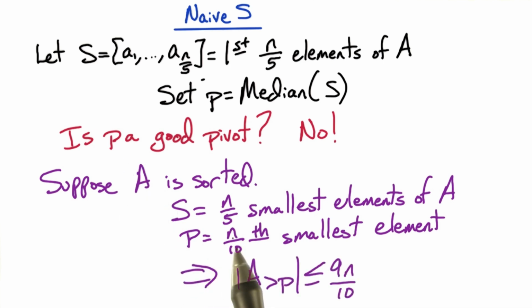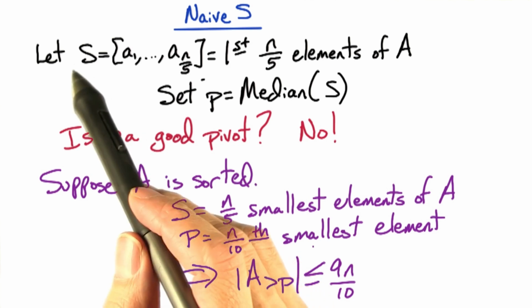Well, if this is the n over 10th smallest element, then when we partition A into the small, equal, and big sets, all we can guarantee is that the big set is at most 9/10 n. And then if you go back to the running time of our algorithm, then we're going to have T(n) is at most T(9/10 n) instead of T(3/4 n). So this pivot P is not a good pivot because this large set is going to be too large in the worst case.